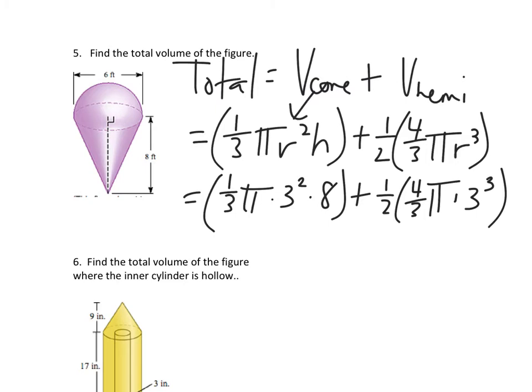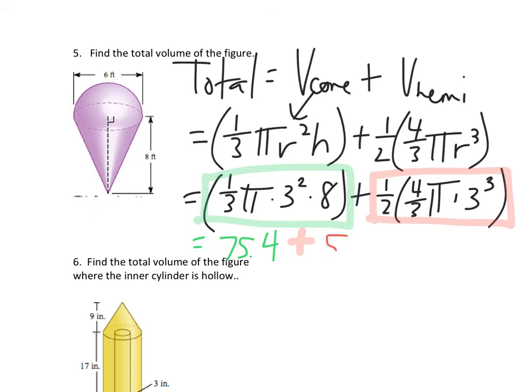Now I'm going to calculate each part individually here. When I type in this part in my calculator, I get 75.4 approximately. Now I'm going to type in the second part. I type in 4 divided by 3 times pi, there's a pi button, times 3 caret 3, and then I multiply whatever I get for that by 1/2 or 0.5. And what I get is 56.55 approximately. I'm going to add these two together to get my total volume.